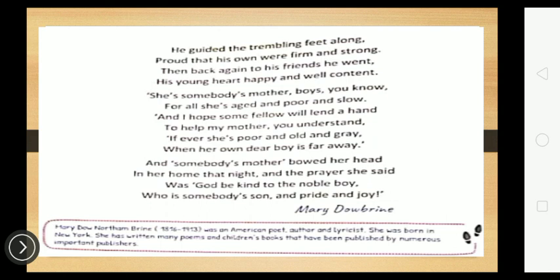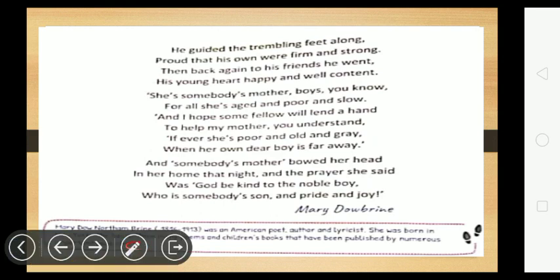And again the last line, who is somebody's son and pride and joy. She was saying to God, oh God, please help that kind and noble boy who is somebody's son. It means that he is not my son but someone else's son. And pride and joy, he is the pride and joy of his mother and father, his parents. So this is a very beautiful poem written by Mary Dow Brine. I hope you all enjoyed it.